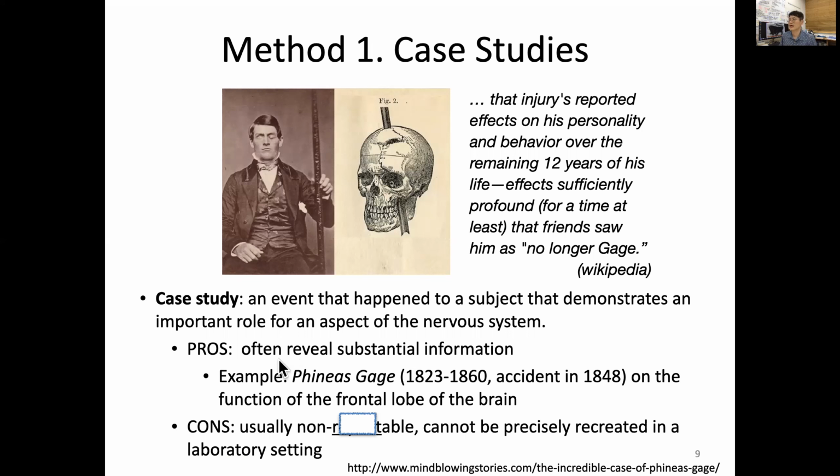What's the good thing about this? If you're lucky, it often reveals very important information. Because in this case, the frontal lobe of the brain, maybe because it was damaged, changed his character. He was no longer Gage. He was a totally different person, very angry, anxious, and not easy to work with. But the limit of this approach is that you can't make this happen again. It's usually not repeatable, and because of this, we cannot precisely recreate it in a laboratory setting.